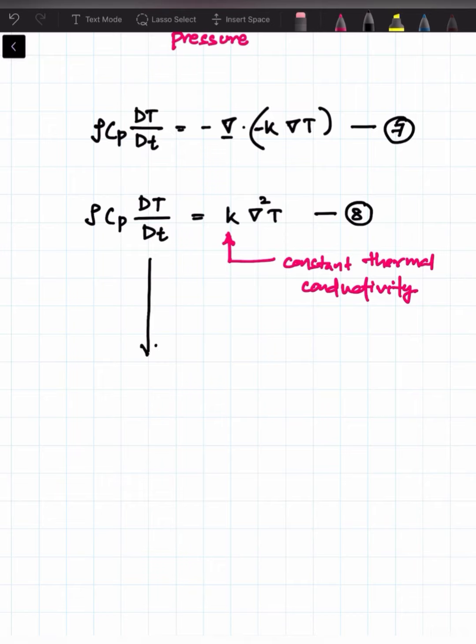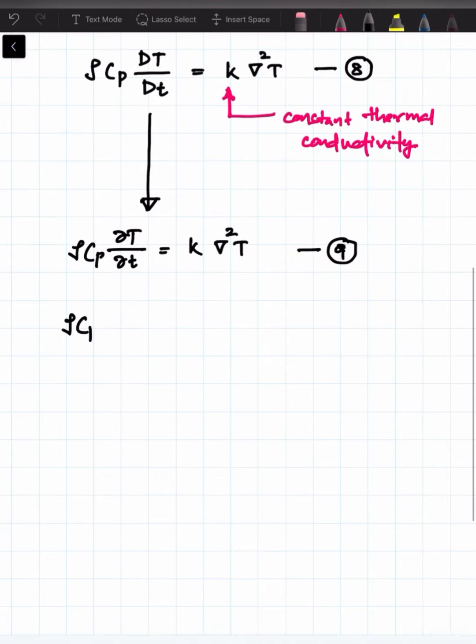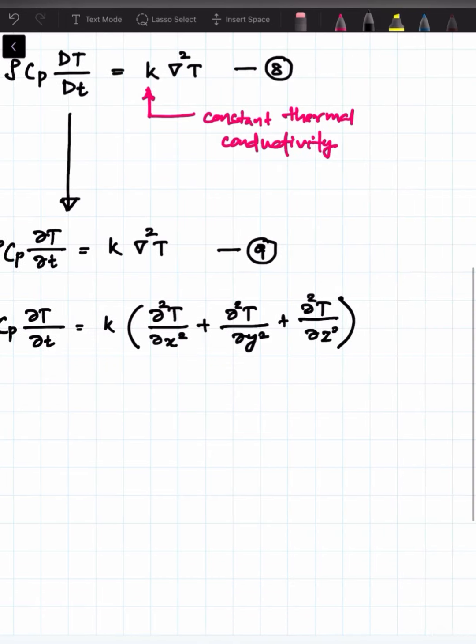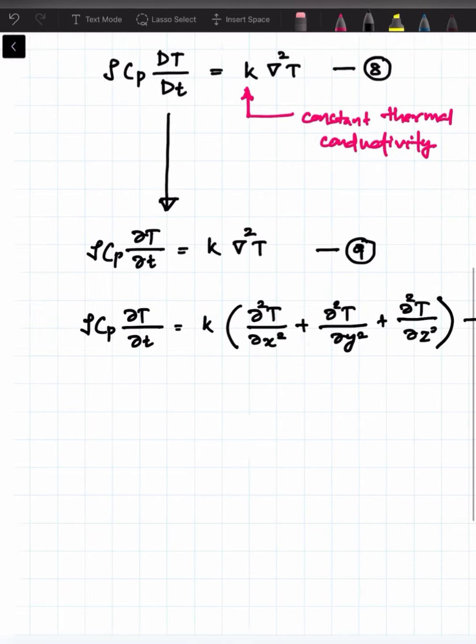Then let us look at the left hand side. The left hand side can be written as rho Cp, the partial derivative of T with respect to t, equals k del square T. Because there is no flow, it can be written like this. If there is flow, then it may not be. Then rho Cp partial T partial t can be written as k times partial square T partial x square plus partial square T partial y square plus partial square T partial z square. Let us number this as equation number 10.